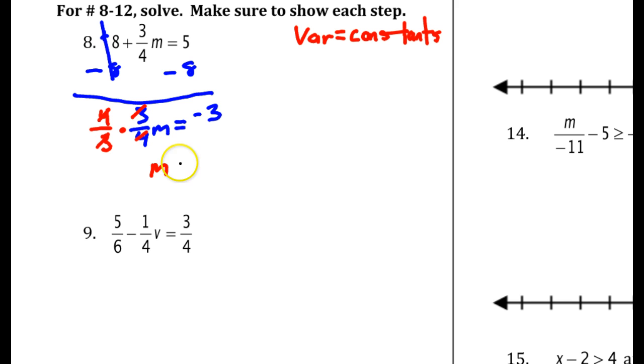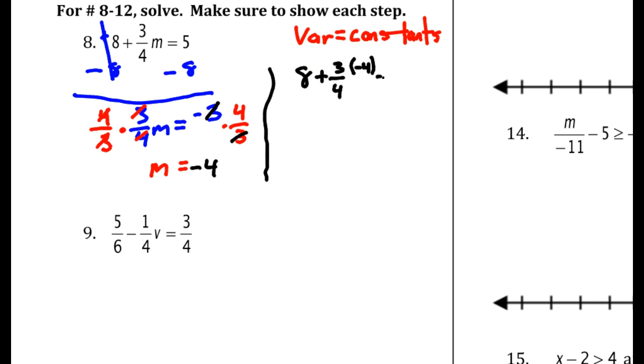So left with 1m. Okay, of course we have to do the same thing on both sides. Multiply by 4/3. So we got negative 3 times 4 is negative 12. Negative 12 divided by 3 is negative 4. Or you can cancel out the 3's and you see we're left with a negative and a 4, so negative 4. You can always verify on all of these by doing a check. Does 8 plus 3/4 times our answer of negative 4, okay, does that equal? That's the question. Does that equal 5?